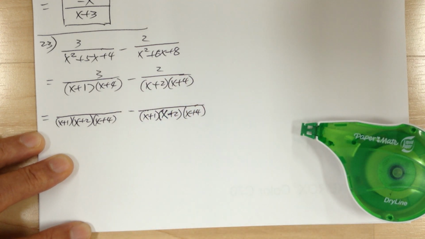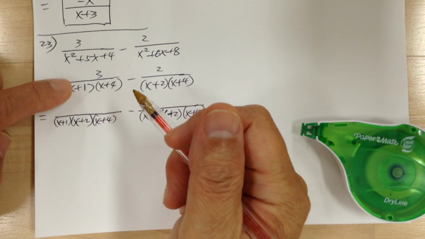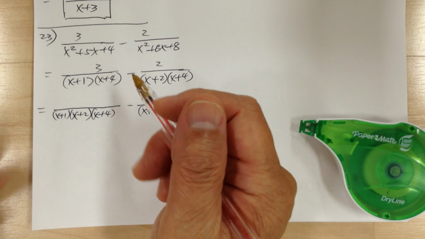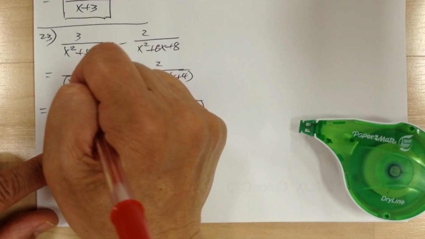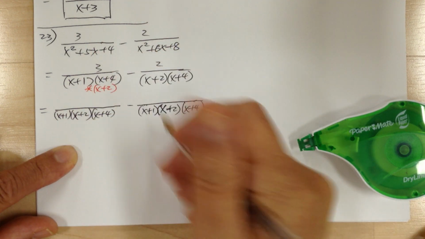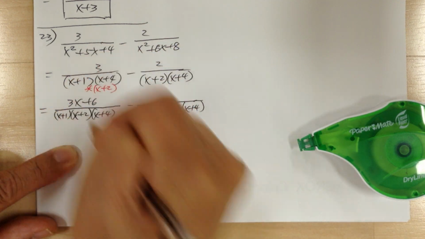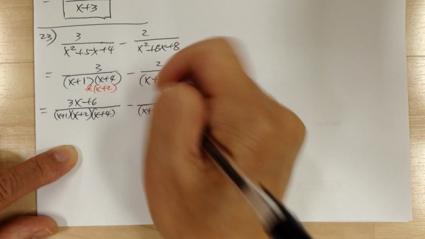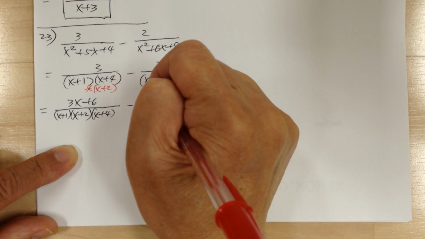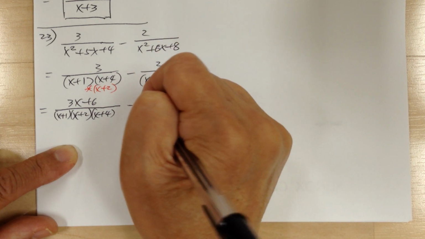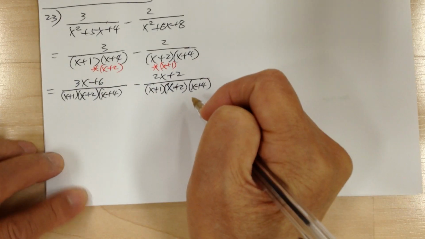Okay, and then from here, this is your step 2. Step 3 is from here to here: you have to figure out what you're missing. So this one you're missing the x plus 2, so when you multiply, you're going to get 3x plus 6. For this one over here, from here to here, you're missing the x plus 1, so that's what you need to multiply. So you're going to get 2x plus 2.